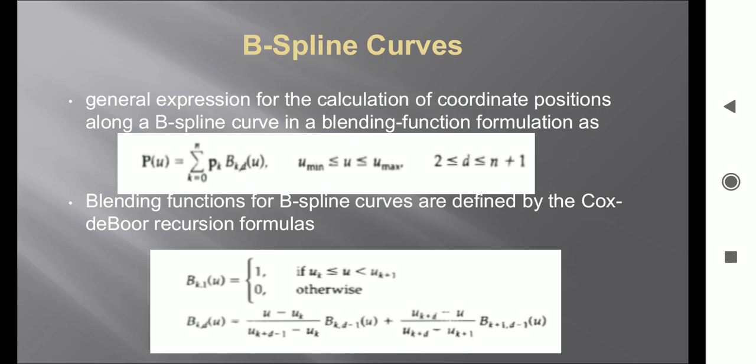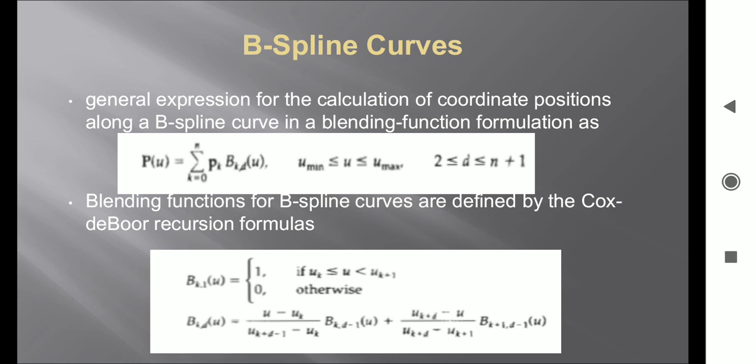The blending functions for B-spline curve are defined by the Cox-de-Boer recursion formula. So we will see what is Cox-de-Boer recursion formula. It applies as Bk,1(u) equal to 1 if uk is less or equal to u and u is less than uk plus 1. So when u is greater or equal to uk and u is less than uk plus 1, the value will be 1. And if this condition is not met, the value will be 0.